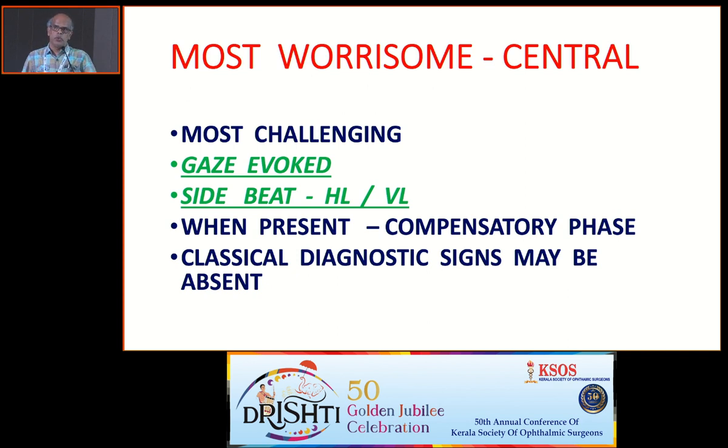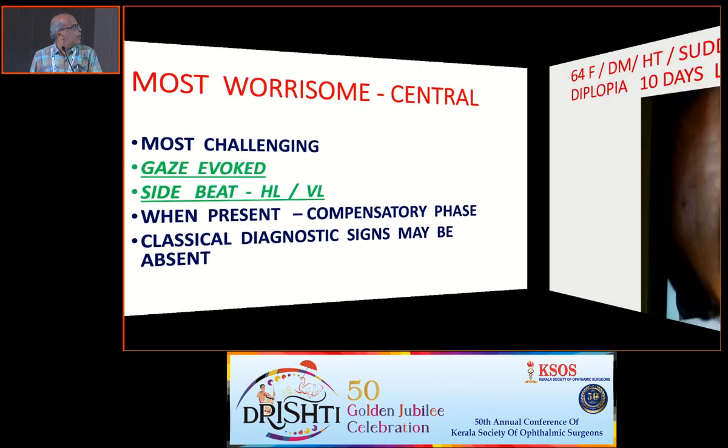So when they come to you after maybe 2 days, 3 days, they never come to you on day one. Usually I get them on the 3rd day, 4th day, 5th day, and they will be in the compensatory phase. So the classical diagnostic signs may not be present, like unidirectional and bidirectional.